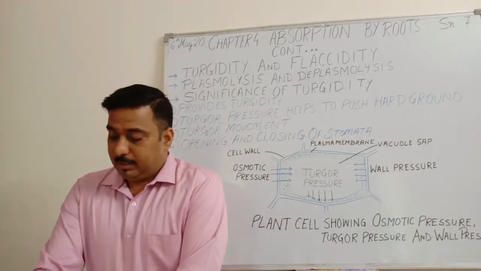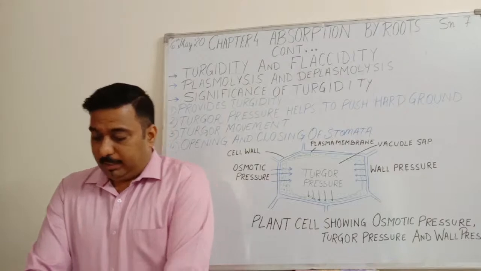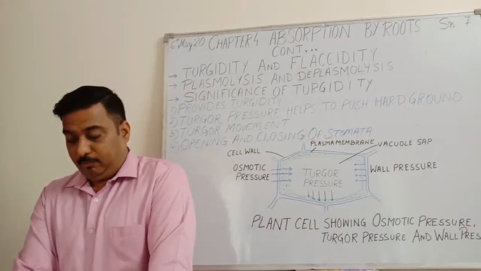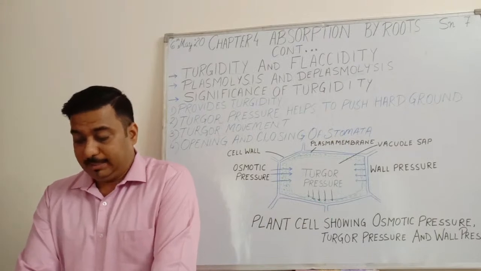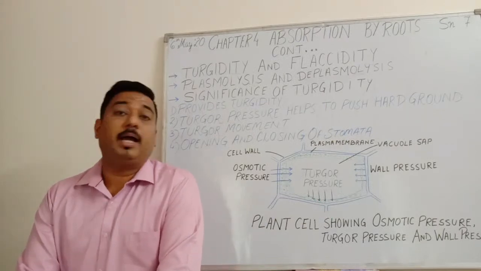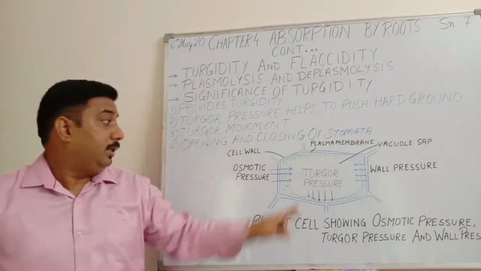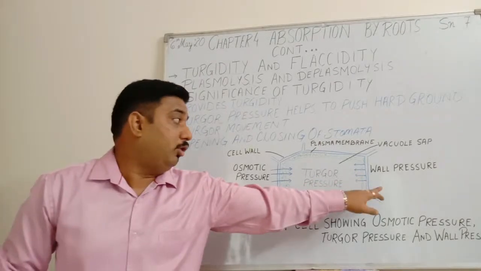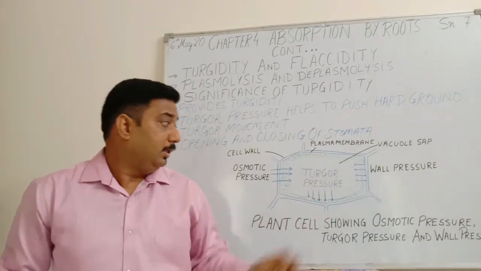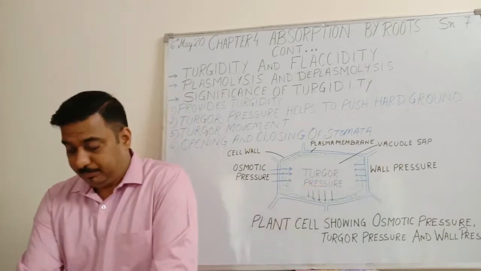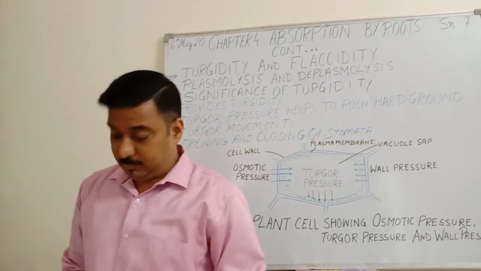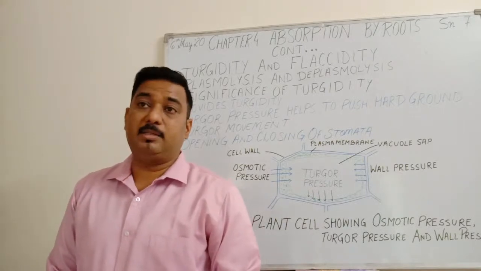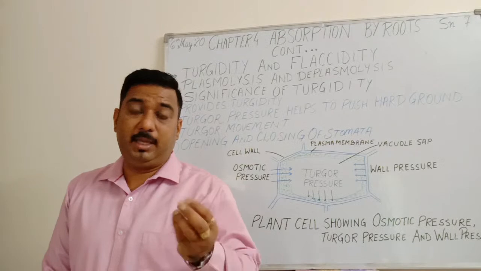If at any time the cell wall is unable to bear the turgor pressure, it ruptures and the cell contents burst out. That is what I have explained to you. If the turgor pressure exceeds the wall pressure, in that case what will happen? The cell will burst. This is what happens when certain fruits and vegetables sometimes burst. You may have seen certain fruits and vegetables burst.